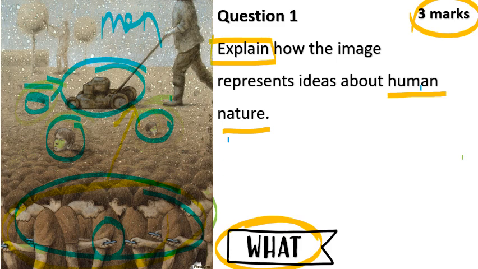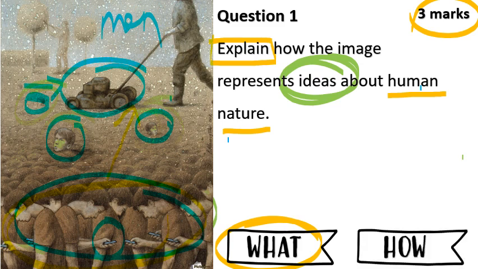So before I answer this question, I need to think about, well, what is this image saying about human nature? Before I can explain how the image represents the ideas, I need to actually know what ideas are in this text first. Then I look at how. How is this image showing me these ideas?